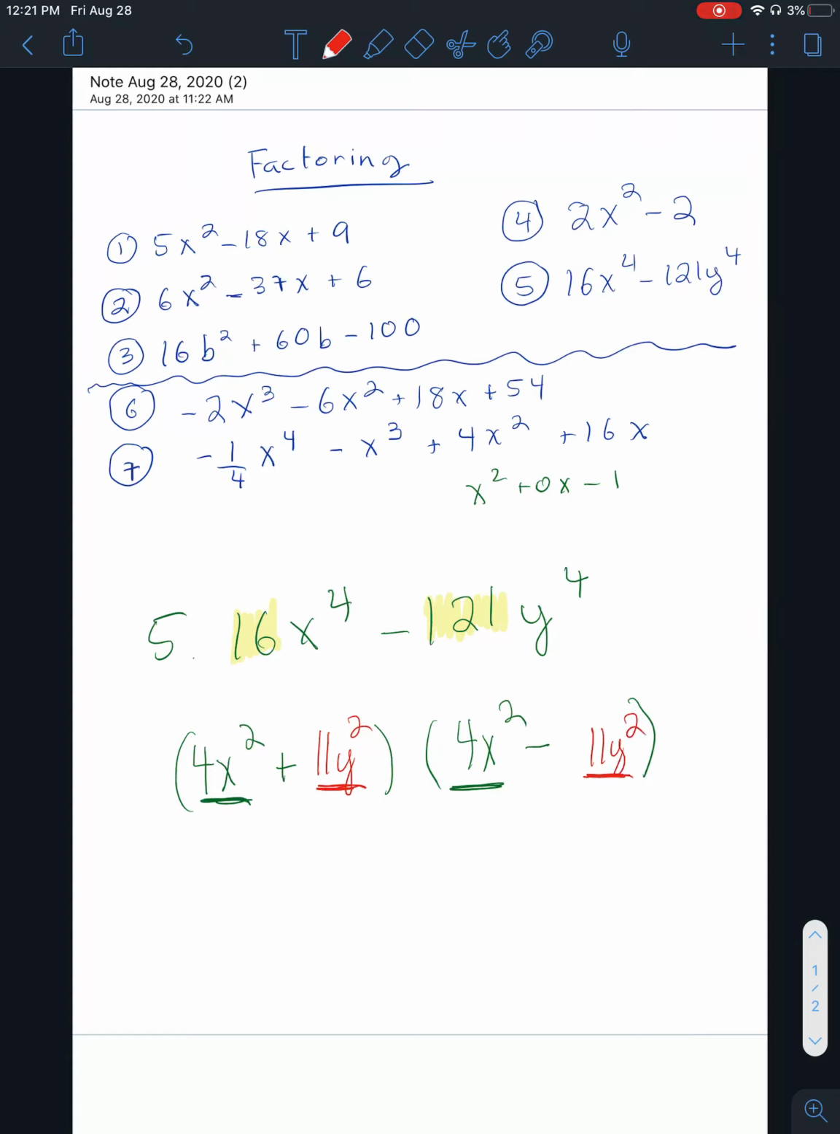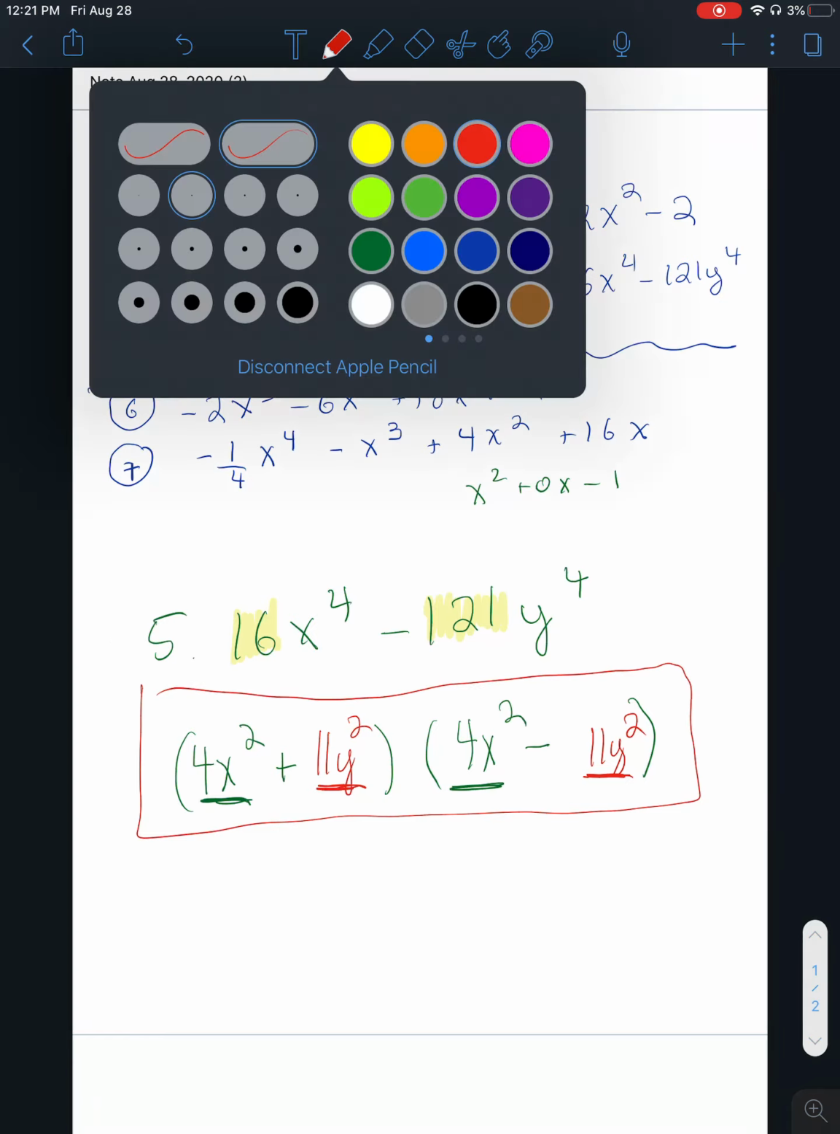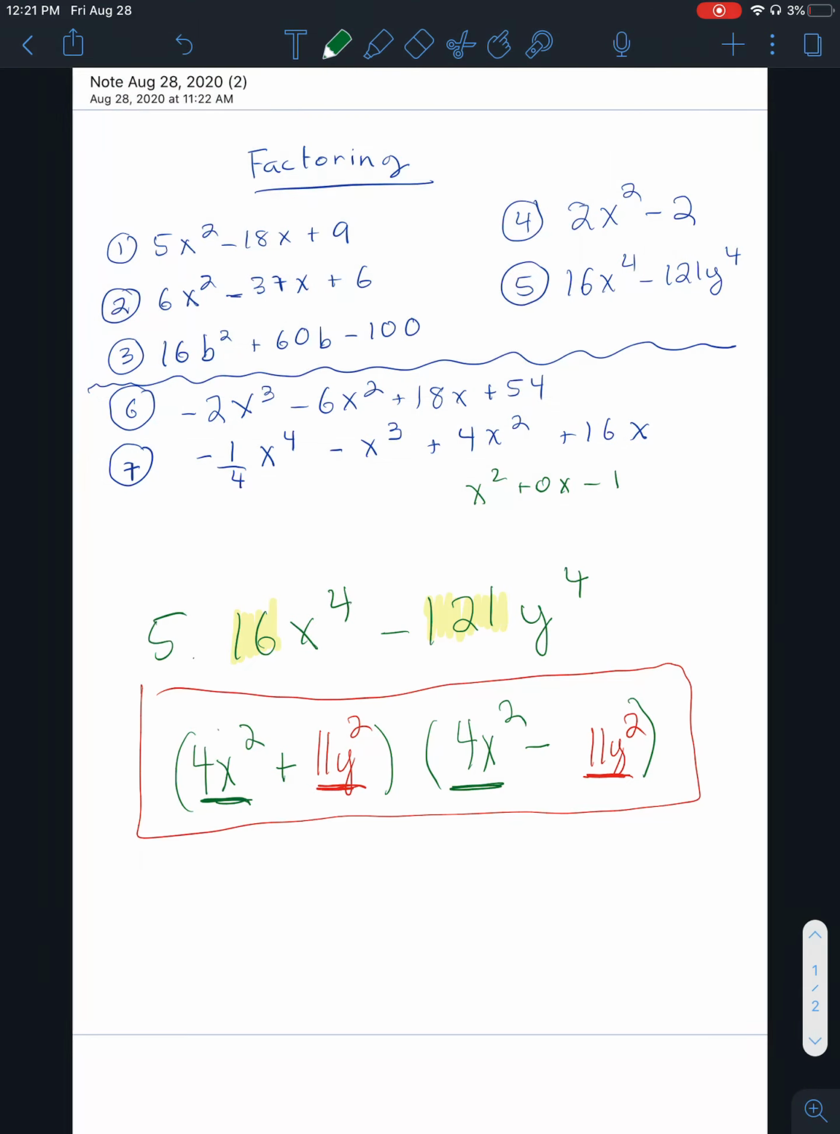And if you don't believe me, that's okay, because we can actually distribute here and check if we get our same answer. But first thing I want to do is I just want to box this Christmas looking problem. So that is your answer, but if you wanted to check it, you would just have to distribute and see if it's going to give you the original.